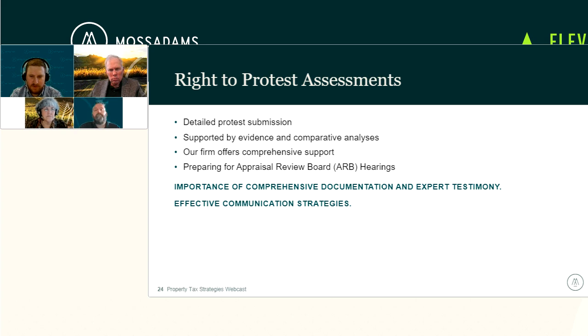However, if a hearing does become necessary, it's crucial to come prepared with comprehensive documentation. Having detailed and accurate records will not only support your case, but also enhance your communication during the hearing. By clearly articulating your points and referencing your documentation, you can improve your chances of a favorable outcome.